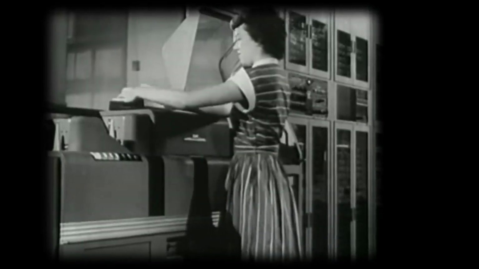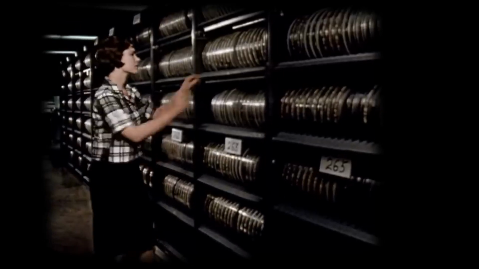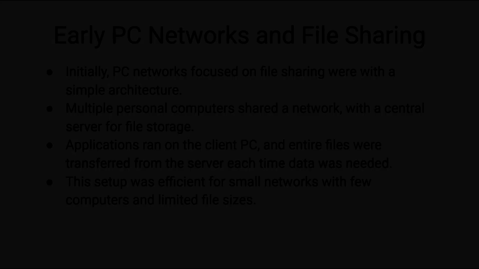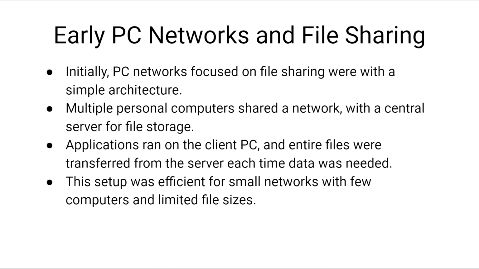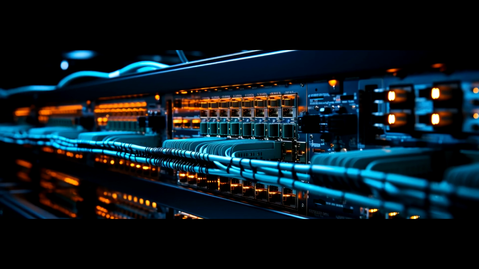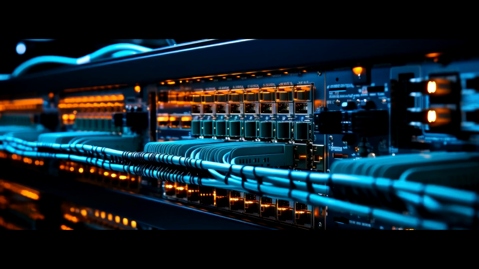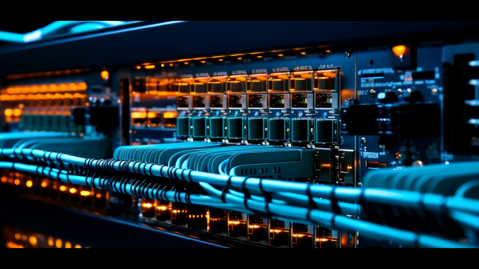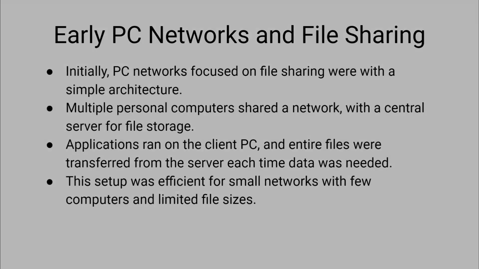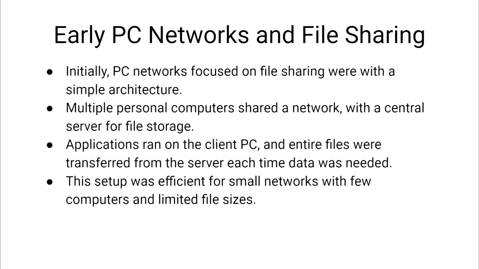Initially, PC networks were focused on file sharing with a simple architecture. Multiple personal computers shared a network with a central server for file storage. Applications ran on the client PC and entire files were transferred from the server each time data was needed. This setup was efficient for small networks with few computers and limited file sizes.